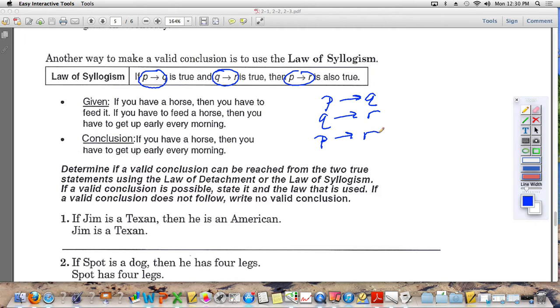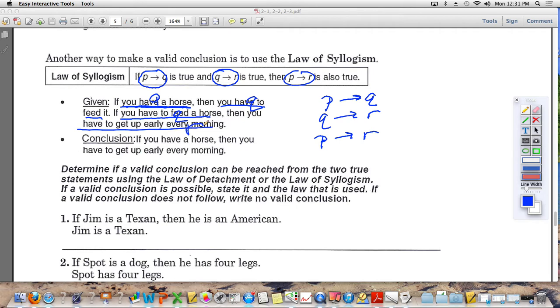So, we have a situation. If you have a horse, what do we call this? We call it P. Then you have to feed it. We call this part right here Q. Then it goes on to say if you have to feed a horse, that's Q. What does that imply? R. You have to get up early every morning, which is what we call R.